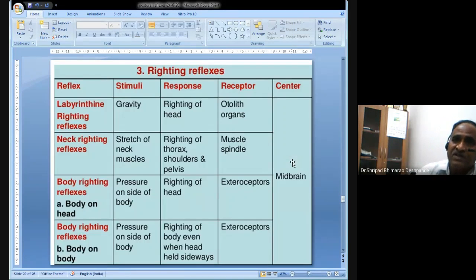Now coming back with another component, the righting reflexes. What are these righting reflexes?